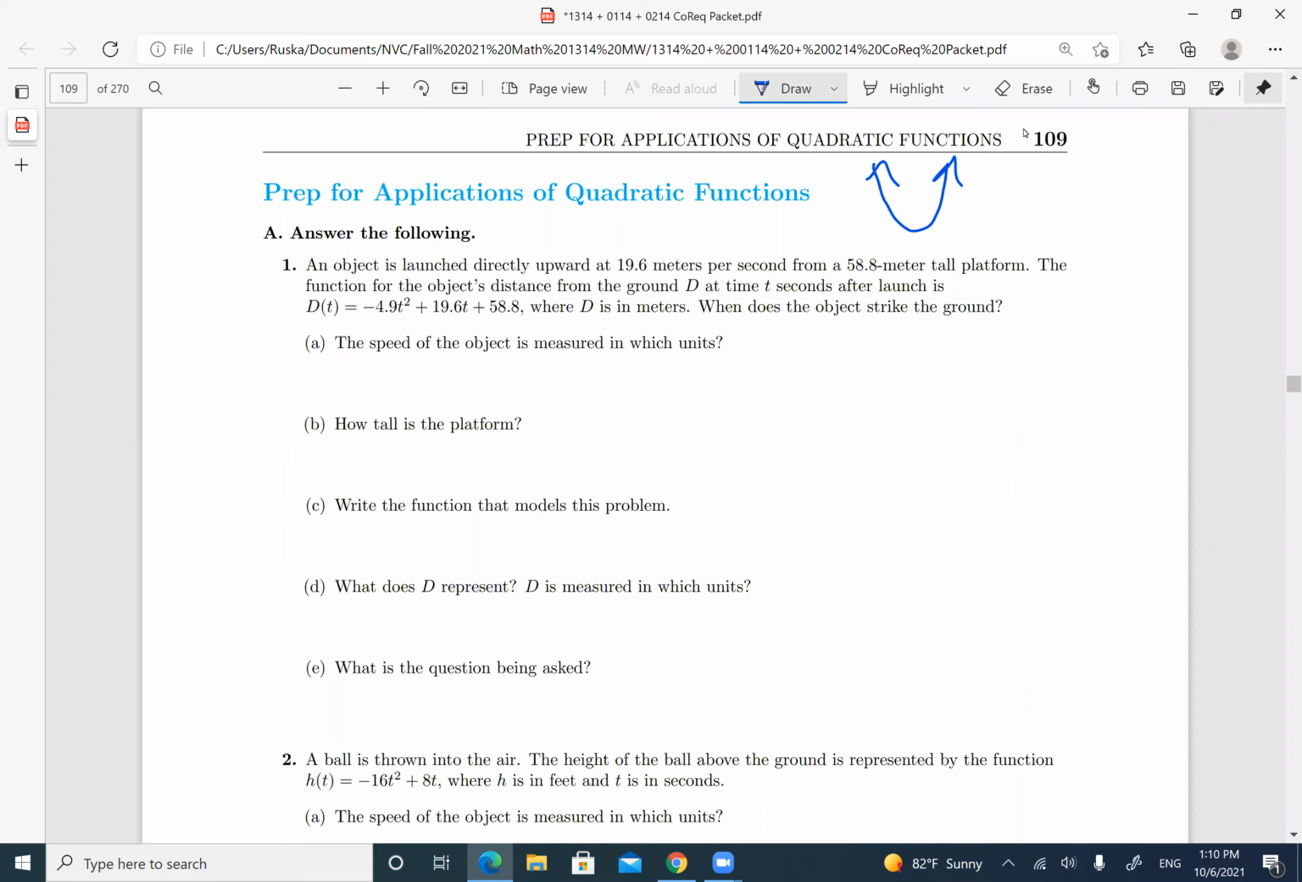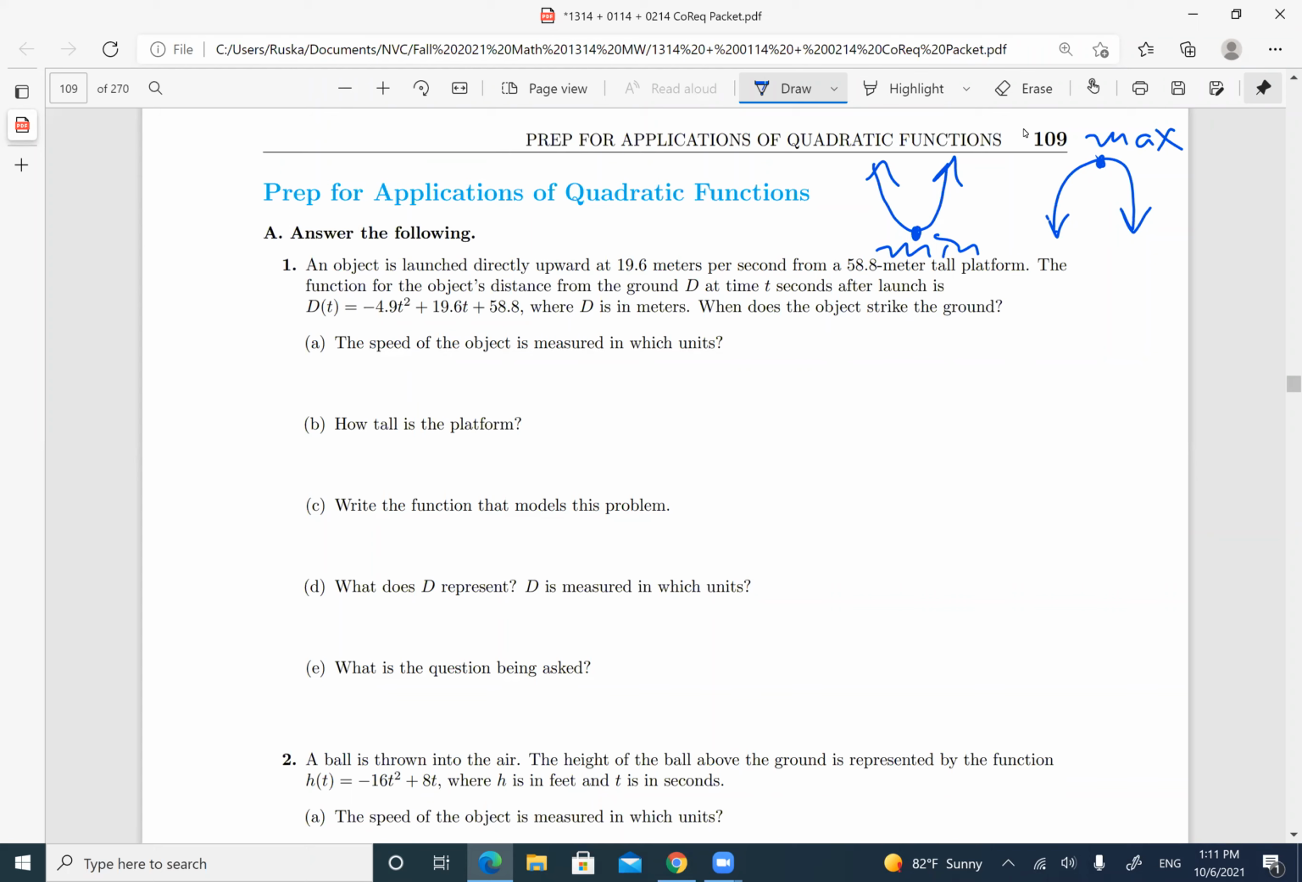the vertex is the minimum point. And if it's up and down like this, the vertex is going to be the maximum point. That's pretty much most of the applications. Also, we're going to talk about x-intercepts and y-intercepts in terms of reaching the ground, okay?